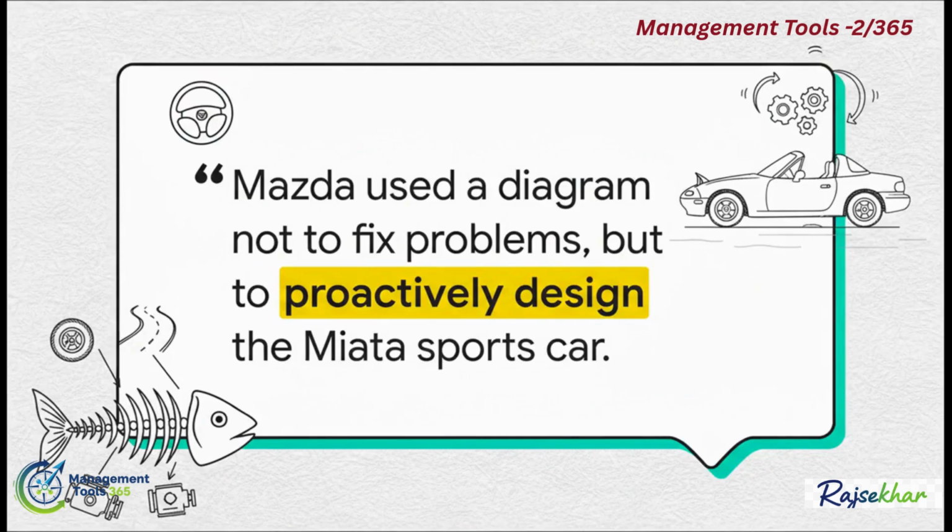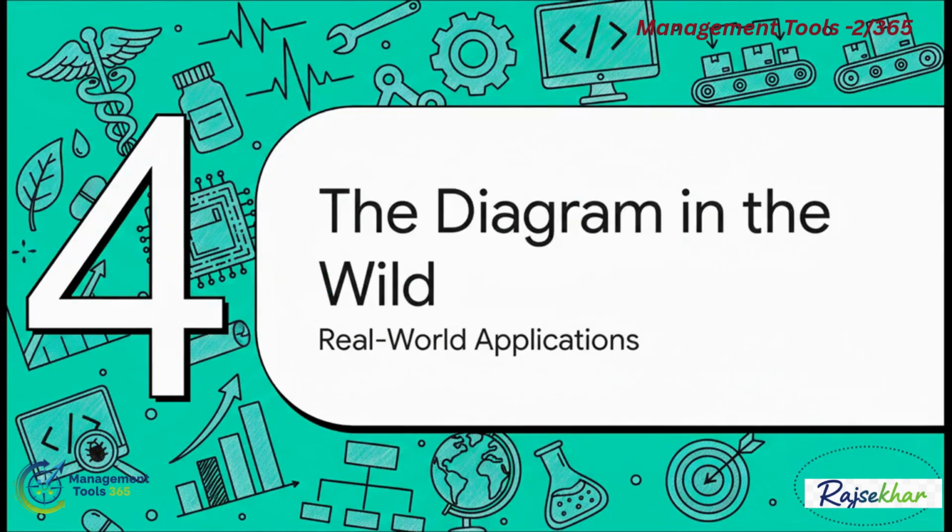And get this, it's so cool. The diagram isn't just for fixing what's broken. It can be a tool for innovation. Mazda totally flipped the script and used a positive Ishikawa to design the iconic Miata. Instead of putting a problem in the head, they put a goal, and the bones became all the essential factors they needed to nail that legendary driving experience. Brilliant, right?